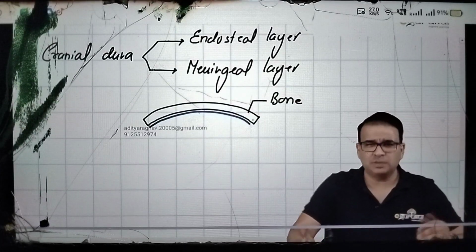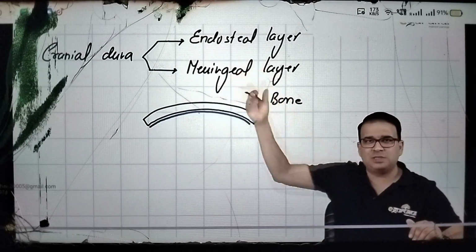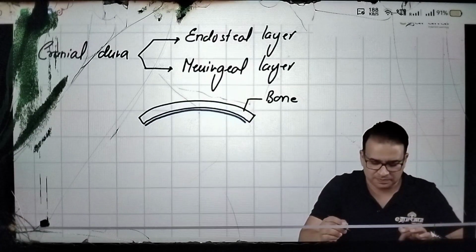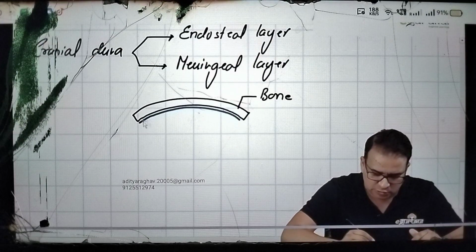We can call it the periostal layer also, but the word periostal makes more sense when you see it from the outside. Outside we have periosteum, and on the inner aspect toward the cranial cavity the better term is endostal, although many authors call it the periostal layer, meaning the same thing. And then we have the meningeal layer. The meningeal layer is also running along with the endostal layer.